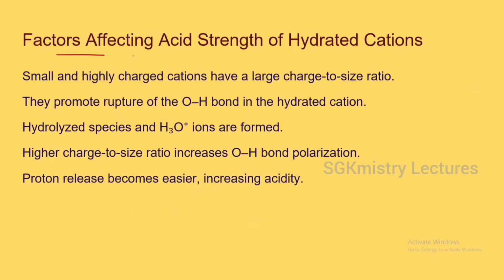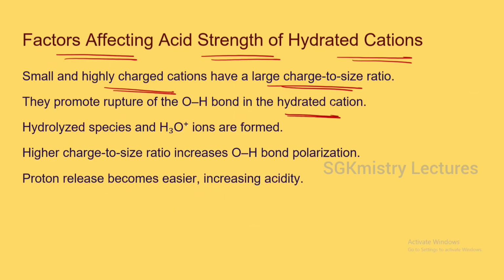Next, coming on to the factors affecting acidic strength of hydrated cations. So small and highly charged cations, they have a large charge to size ratio. So because of which they promote the rupture of the OH bond when you're talking about the hydrated cation. So mainly this hydrolyzed species and H3O plus ions are formed in this particular reaction. So because of which, based on this, we can decide the acidic strength of the hydrated cations.